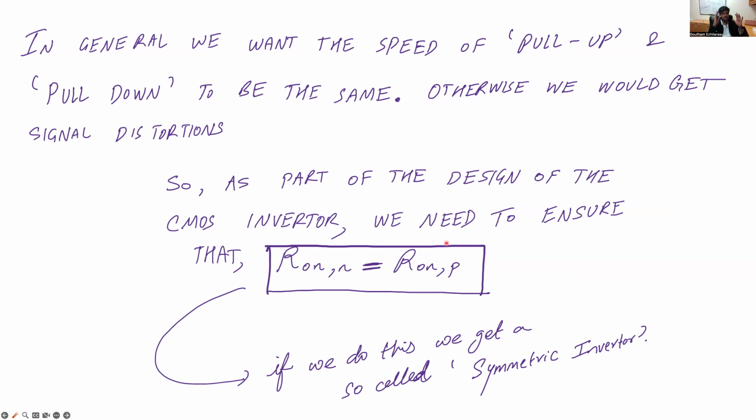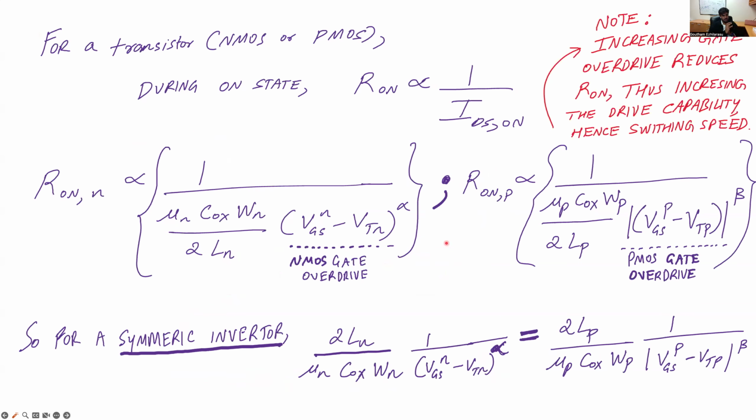So how do we design an inverter, which has a PMOS and an NMOS, to have a symmetric on resistance, the same on resistance for the NMOS and the PMOS, so that the time it takes for the signal to go from a low to high or high to low transition is essentially the same? If we design an inverter that satisfies this condition, such an inverter is called a symmetric inverter. So how do we design such an inverter?